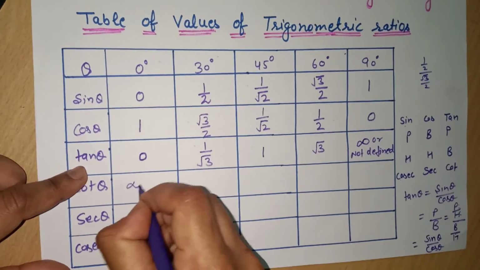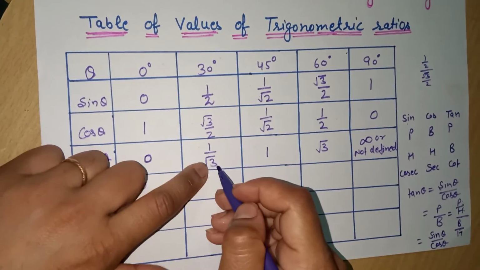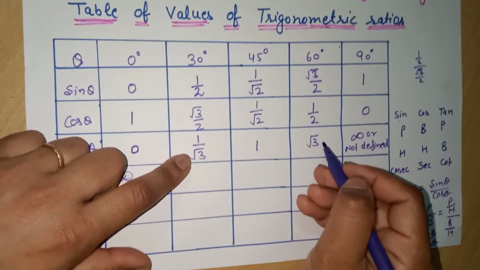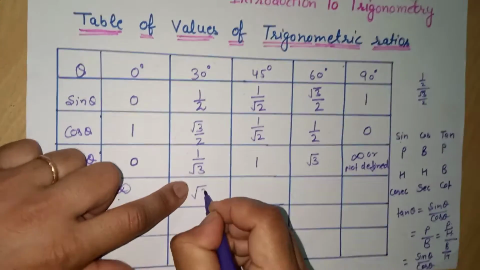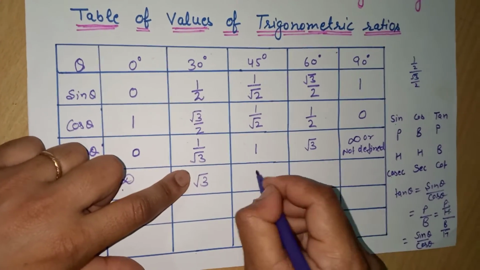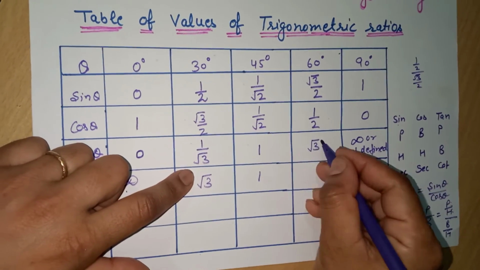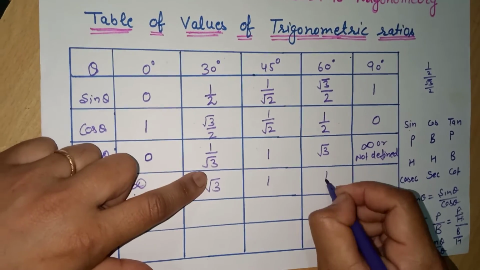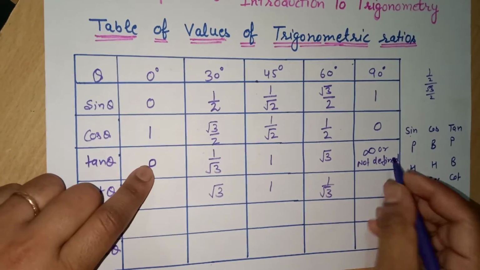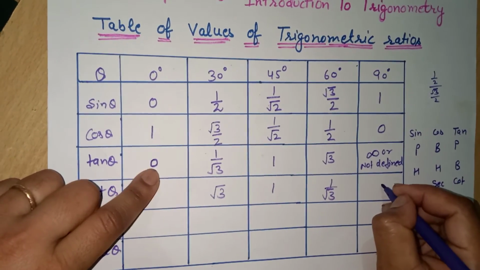So here infinity, and inverse of under root 3 means we have to bring this number here, and inverse of 1 is 1, and inverse of square root 3 is 1 upon under root 3, and here it is 0.